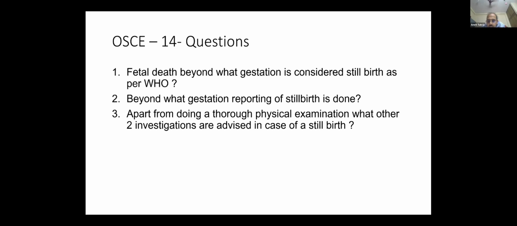Placenta examination, karyotyping, autopsy, karyotyping, 28, 1 kg, ground lump length. Nikhar is answering well. Detailed answers, good. Okay, most of you have answered right in parts, so we'll just see.